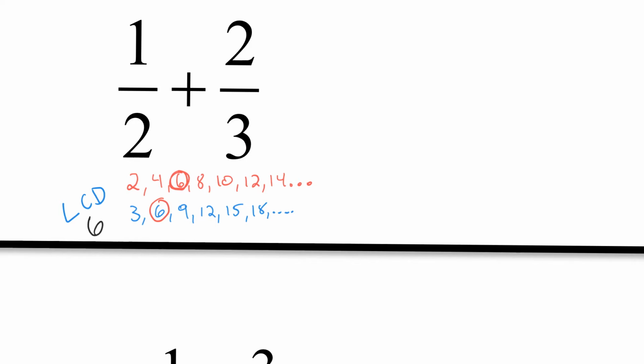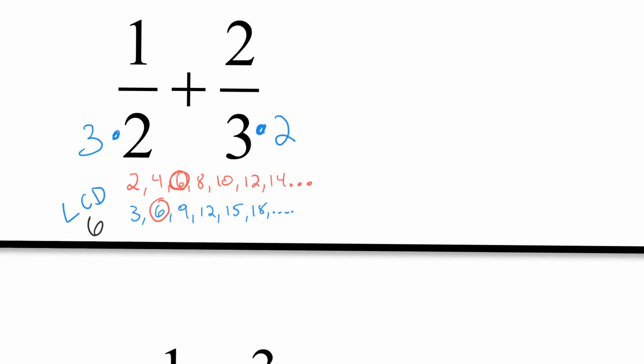You guys need to make the 2 a 6 and you guys need to make that 3 into a 6. The way you guys do this, I can multiply 2 by 3. 2 times 3 is 6. And the 3 I can multiply by 2. 3 times 2 is 6. So I'm going to multiply the 2 by 3, and this 3 I multiply by 2.